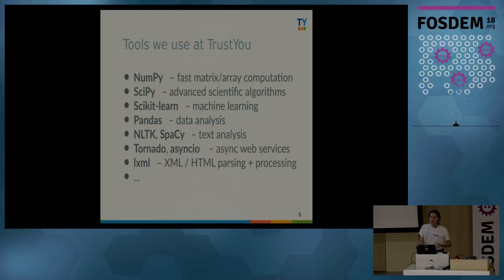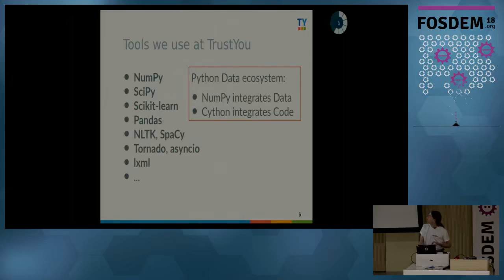And it's not only the data layer that integrates them, and now we come to Cython, because Cython is a great way to integrate code. Okay? So the data ecosystem works that well because many of these tools use NumPy as their data layer, and a surprisingly large number of these tools that we use integrate external libraries, integrate native code via Cython.